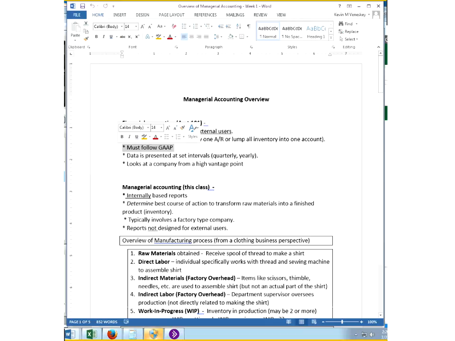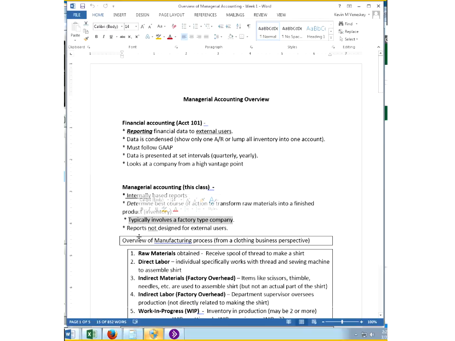One of the main reasons is data from financial accounting, our 101 class, we had to use GAAP. Everybody has to use the same standards so you can compare. Whereas with managerial accounting, you don't necessarily have to. You can configure your reports however you need best for your company, however you need to manipulate the data, because it's not going to go to anybody else. You're trying to figure out the best way to make the best product for the least amount of money. And that's the whole purpose of managerial accounting.